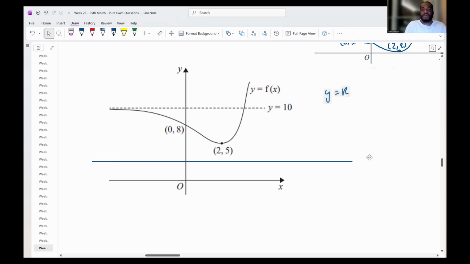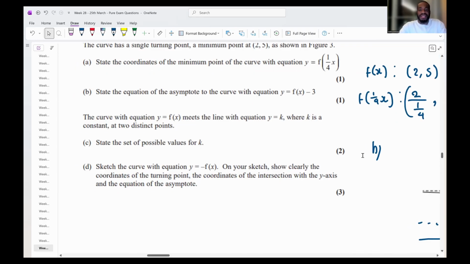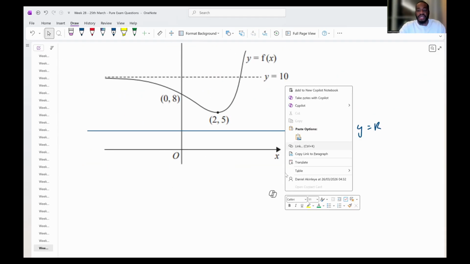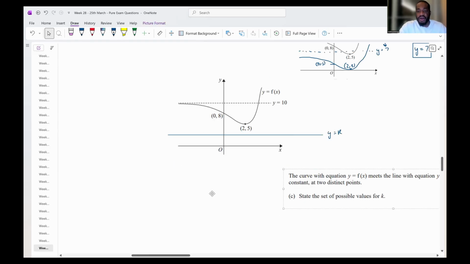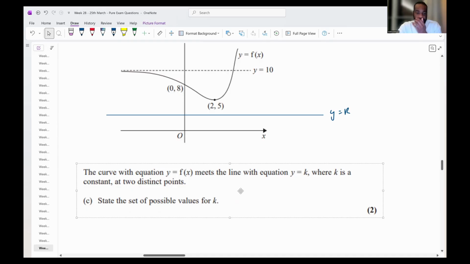Now let's go back to the question. They said that this line meets the curve at two distinct points, right? And because of that, we need to state the possible values of k. So how many points is it cutting at now, guys? Just where I've drawn the graph, how many points is y equals k cutting the curve? Doesn't cut it at all, right?